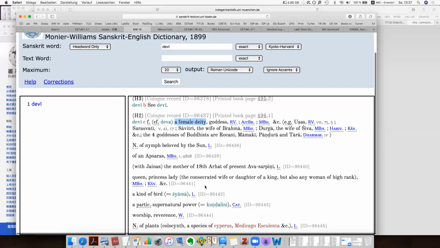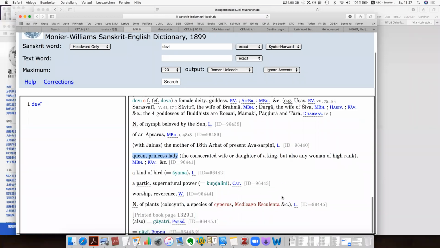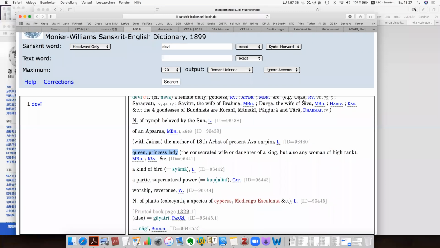And then queen. Well, it's also called queen, and then princess, lady. So it's actually the daughter of a king or the wife of the king. So actually queen or princess, right? OK. He said queen, right? It should not be concubine. OK, but also any woman of high rank, you can also refer to any woman of relatively high status, right?